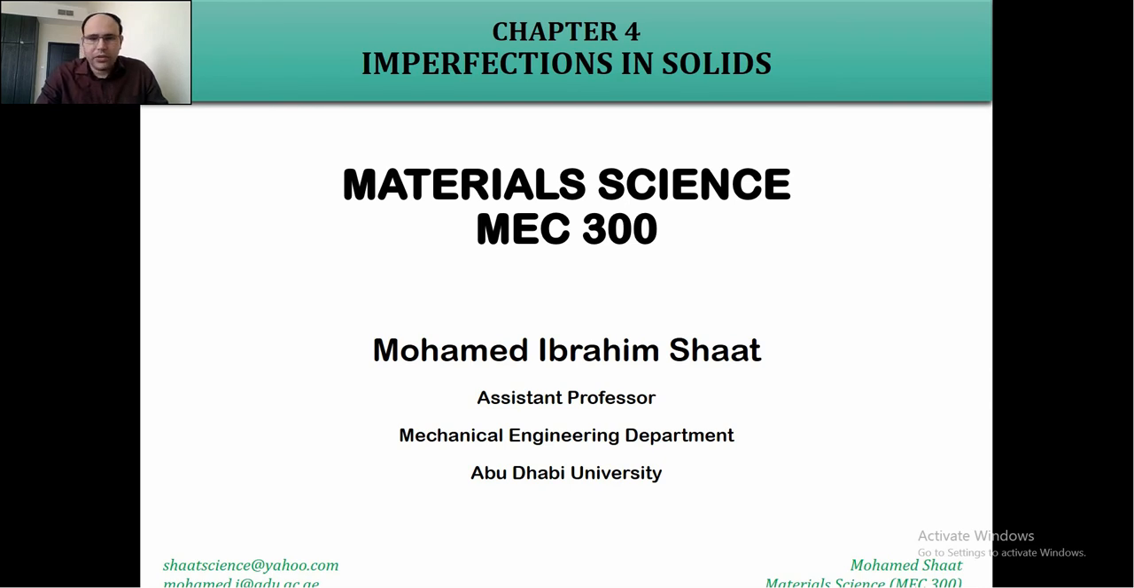It is very hard to find that ideal material that we were discussing in Chapter 3, but instead we're going to have some imperfections and defects that would be located inside the material structure, whether at the atomic scale or the microstructure scale. And the objective of Chapter 4, as I mentioned, is just to discuss these different types of defects and imperfections in solids.